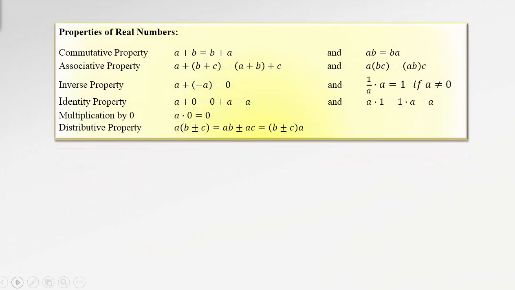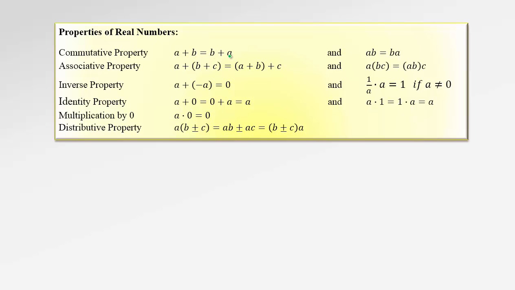Now let's review properties of real numbers. I'm sure you learned about them in previous math courses, but here we want to look at those properties again just to recall. Commutative property. It applies to addition or multiplication. That's the property when you can change the order of numbers and the result is still the same.